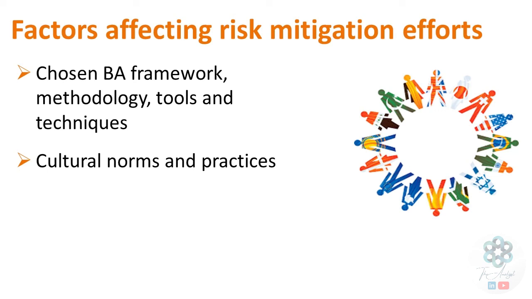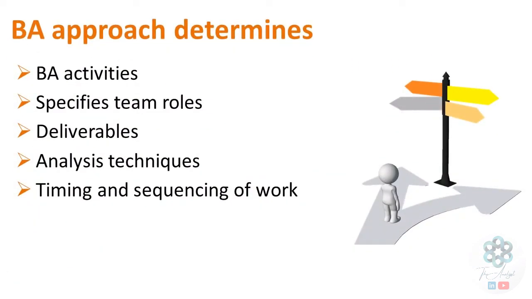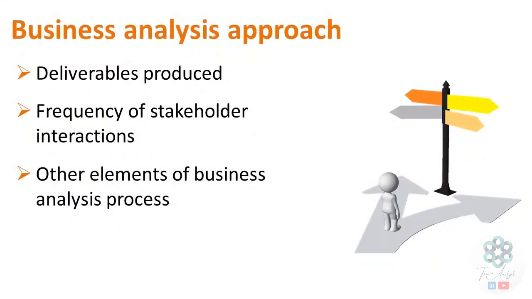The output for planned business analysis approach is the business analysis approach. Business analysis approach identifies business analysis approach and activities, specifies team roles, deliverables, and analysis techniques. Business analysis approach also identifies timing and sequencing of work, deliverables produced, frequency of stakeholder interactions, and other elements of business analysis process.